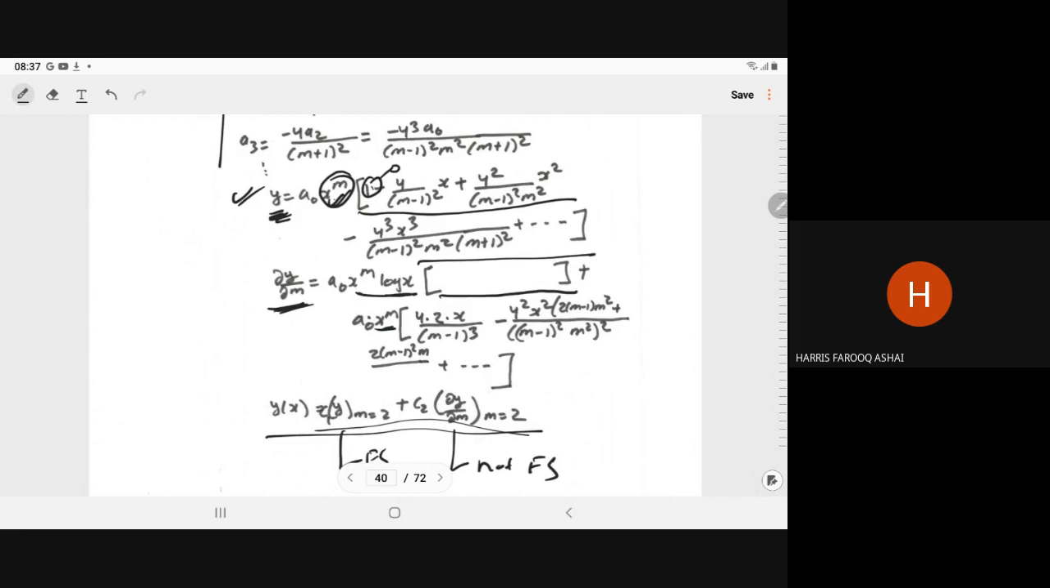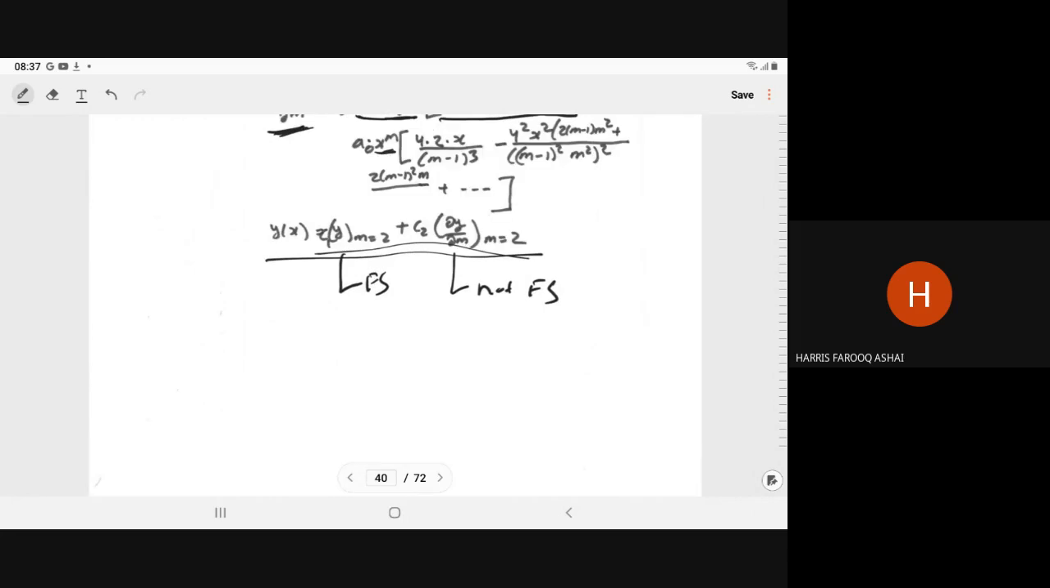will come 4 into 2 upon m minus 1 whole cube, right? And the derivative of 4 square upon m minus 1 whole square m square will become 4 square into 2 into m minus 1 m square plus 2 m minus 1 whole square into m upon m minus 1 whole square m square whole square. Actually, what we are doing here is computing the derivative of 4 upon m minus 1 whole square m square by del m.